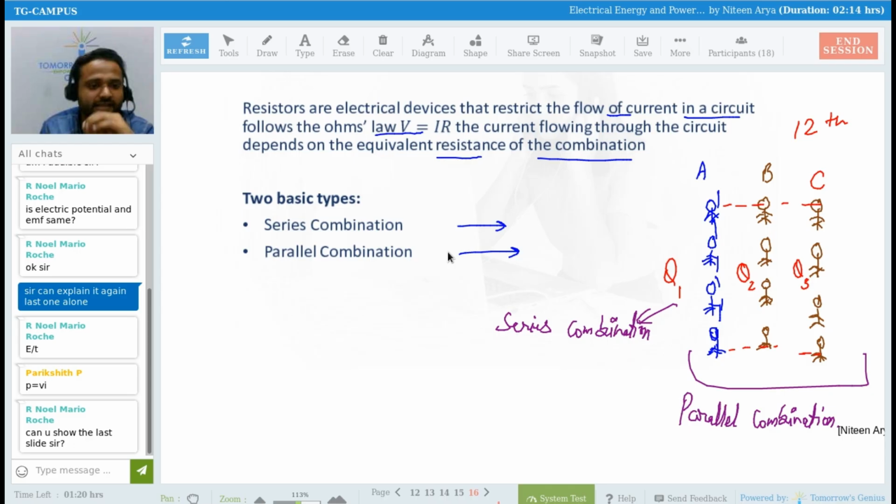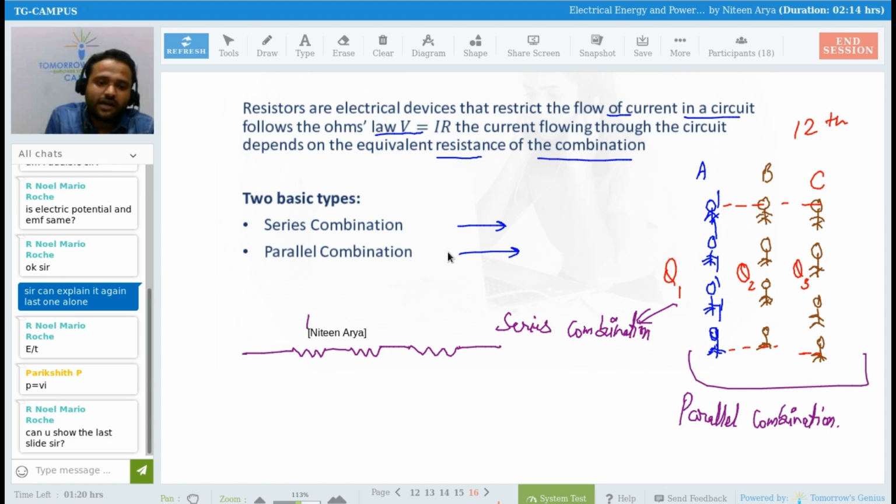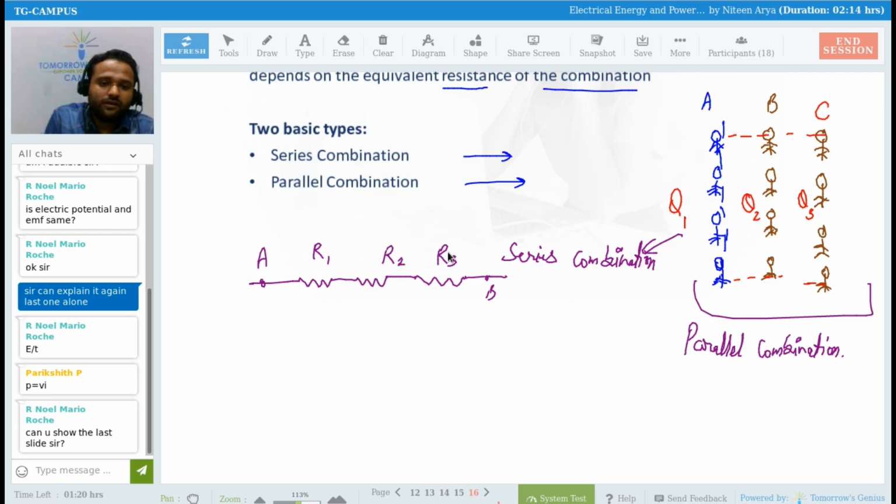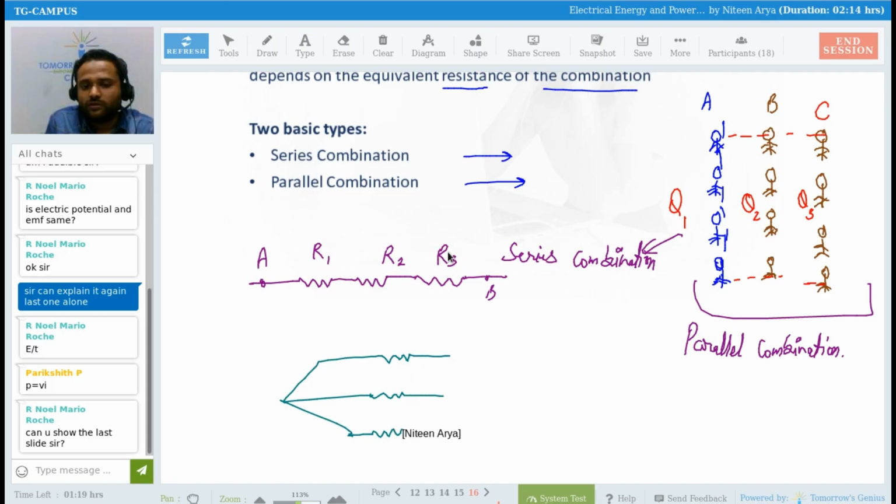Clear everyone? In the same manner, if I attach my resistance, in the next page, if I'm not wrong, they make a beautiful diagram also. This is your R1, R2, R3 in series between A and B. And this one, let me change the color. Just with the help of three, I can teach you.